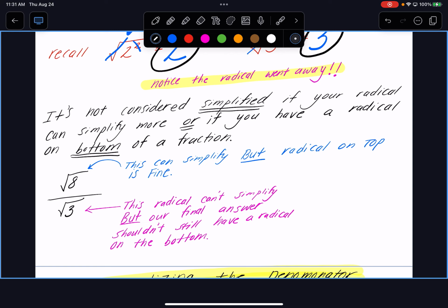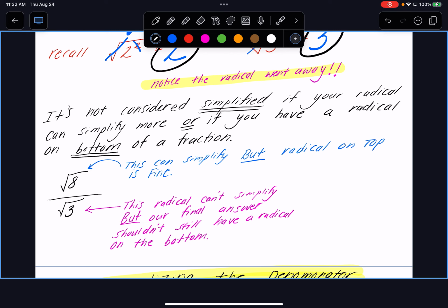But here's the fun fact for you. A bunch of mathematicians, forever ago, decided, you know what? It's just not pretty to have a radical in the denominator. So let's just fix it. Let's write the same answer, the same decimal answer, but write it prettier. And so they do the process that we're about to do. It's called rationalizing the denominator.